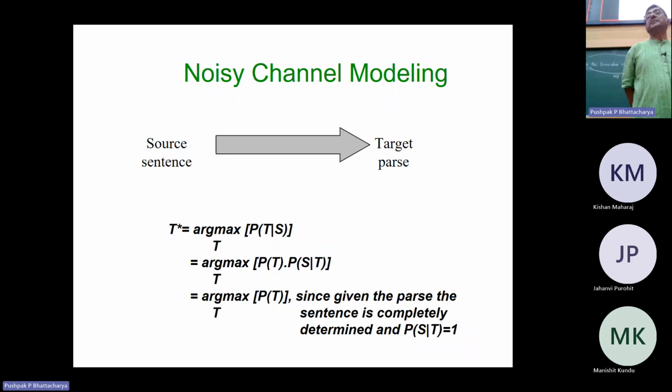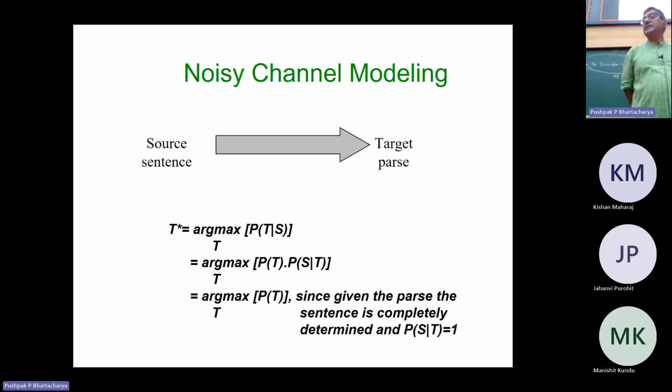So T star equal to argmax probability of T given S. Recall part of speech tagging. There T was sequence of part of speech and S was replaced with W. W is the sequence of words. So we again apply Bayes' theorem, trying to use generative modeling. So P(T given S) is written as P(T) into P(S given T). Denominator is P(S), but that is ignored because the argmax is over T.